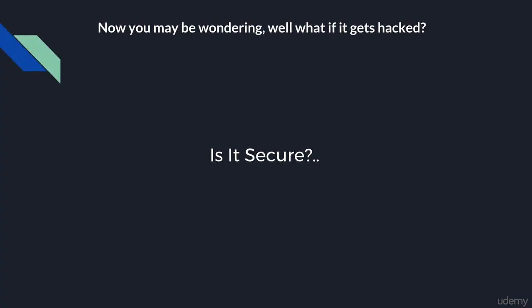Now you may be wondering, well, what if it gets hacked? Is it secure? That is the number one fear among newcomers to cryptocurrency. Well, the short answer here is yes, it's secure. Cryptocurrencies run on the blockchain, and because it's a ledger that can be viewed by everyone, it's impossible to create a duplicate Bitcoin and insert it into the ledger. Now, this sounds very confusing, and we will get more into blockchain later. But for now, just understand that the actual blockchain cannot be hacked.